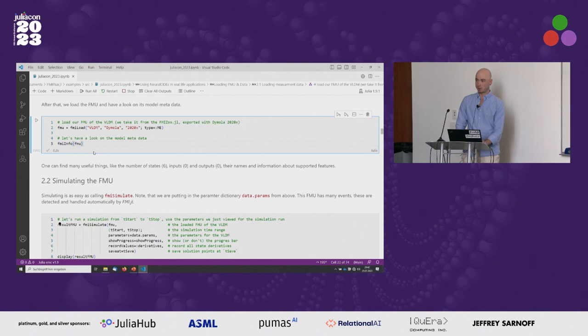Yes, and if you're interested in some model metadata, you can call FMI info and it will print many interesting things like how many states are in there and what they are called, how many inputs, outputs, and some other interesting things like which features are supported, because the FMI specifies some features that are optional to implement. So you don't need to implement the entire standard to be able to compile an FMU, and there's a minimal subset and some additional optional features.